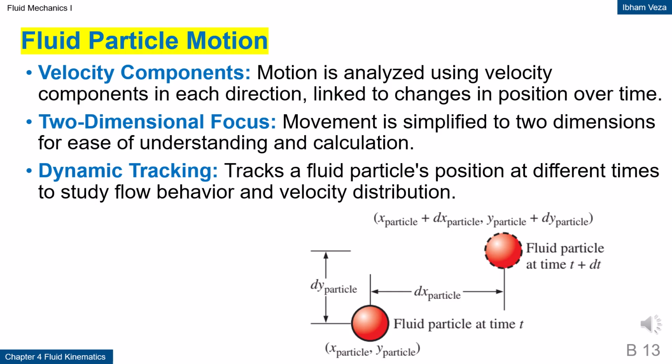Fluid particle motion. The motion of a fluid particle is analyzed by decomposing its velocity into directional components. In many cases, a two-dimensional analysis is sufficient to describe the flow behavior. The particle position changes with time according to these velocity components. By tracking these position changes, the particle trajectory can be determined. This approach connects kinematic description with the geometry of the flow path.